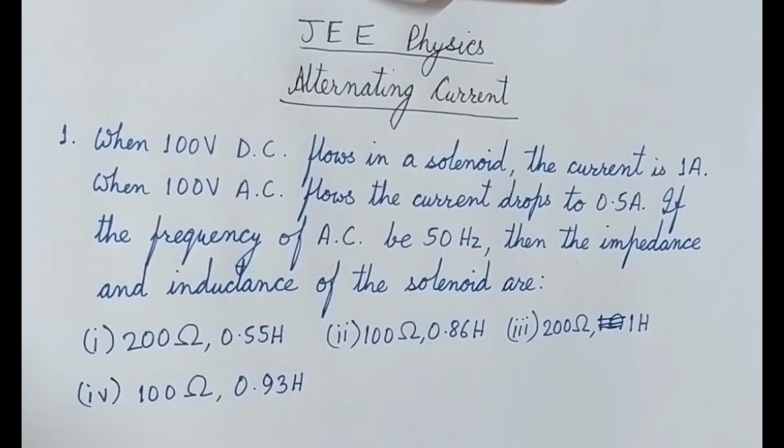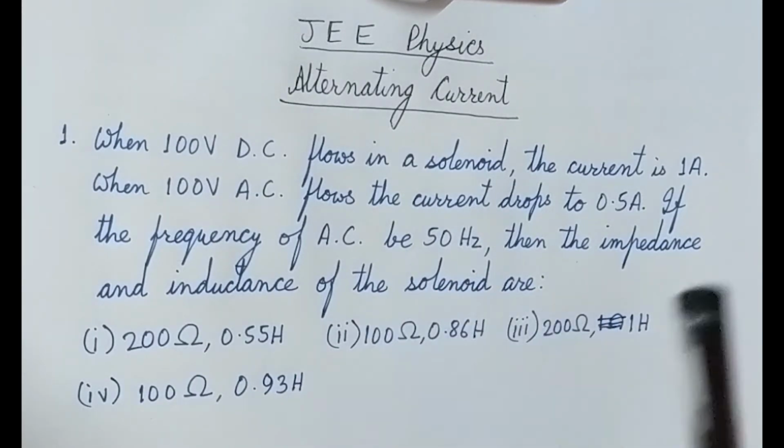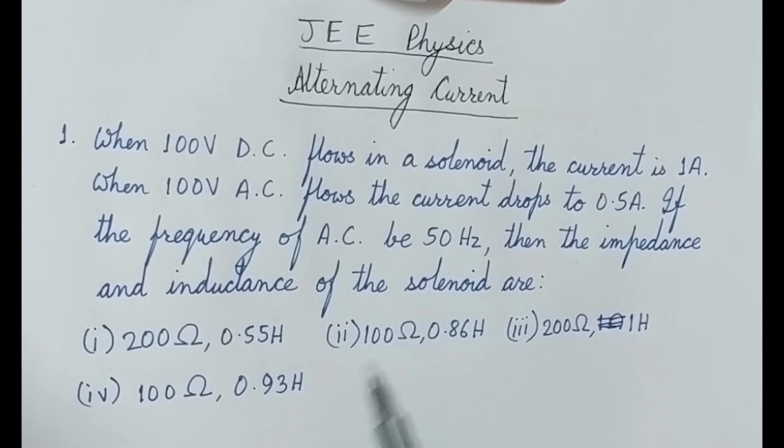So today we'll be starting sums on alternating current or AC. Now this is a very important chapter for all JEE and NEET aspirants. And you can get a variety of questions, but the majority of the questions will either be from impedance calculation or transformers. So today we have done a few sums on that. Let's go ahead with them.